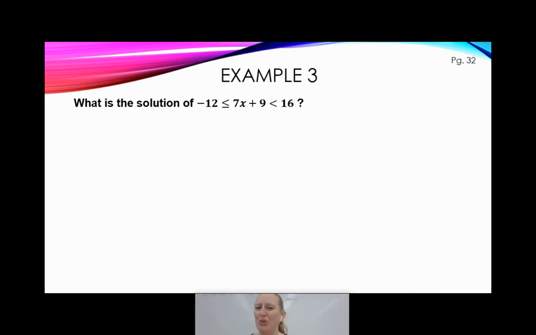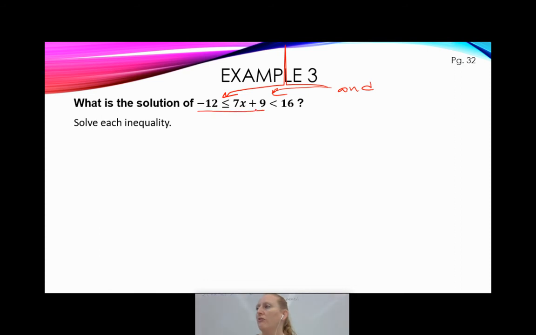So here we have example 3 on page 32. And we are asked, what is the solution of negative 12 is less than or equal to 7x plus 9 is less than 16? Because I see it's all squished together like that, that tells me that this is an and compound inequality. It's not an or. But I still need to solve it, right? I still have two inequalities here I need to solve.